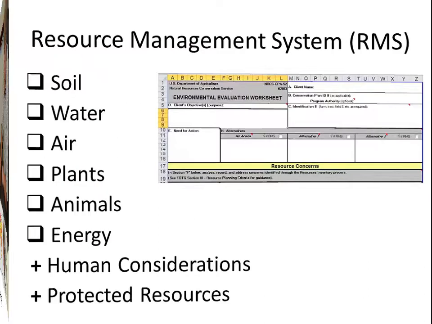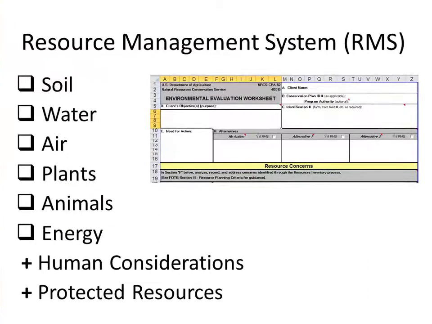An RMS is a combination of conservation practices and resource management activities for the treatment of all identified resource concerns, human considerations, and protected resources that meets or exceeds the planning criteria found in Section 3 of the Field Office Technical Guide. It is important to continue assisting the client in addressing resource concerns by increasing the level of planning and implementation over time, and ultimately achieving planned goals.